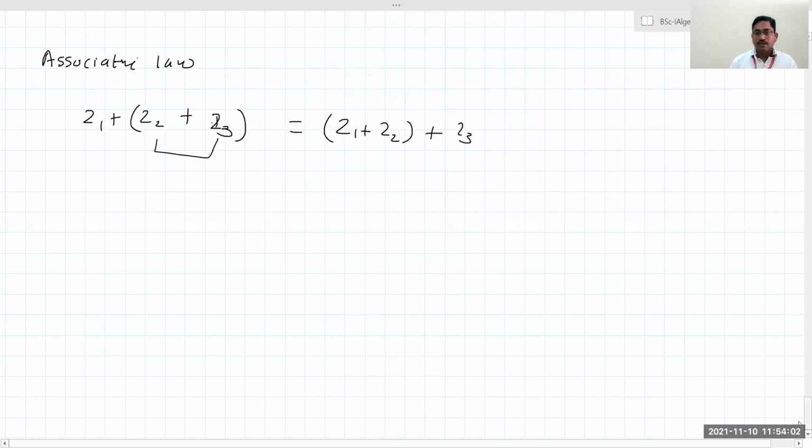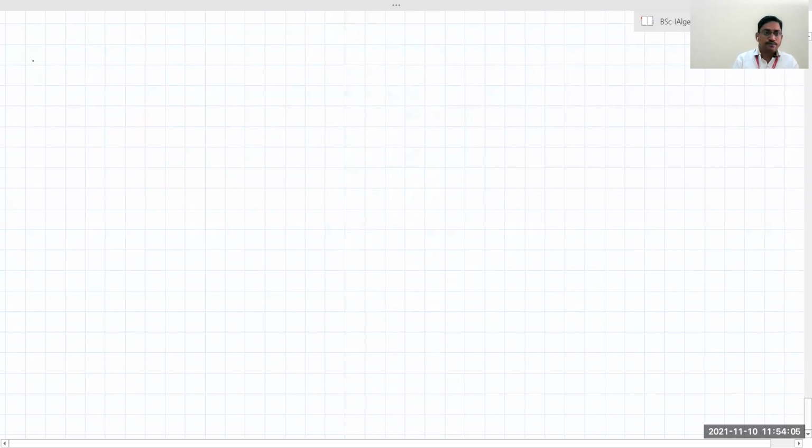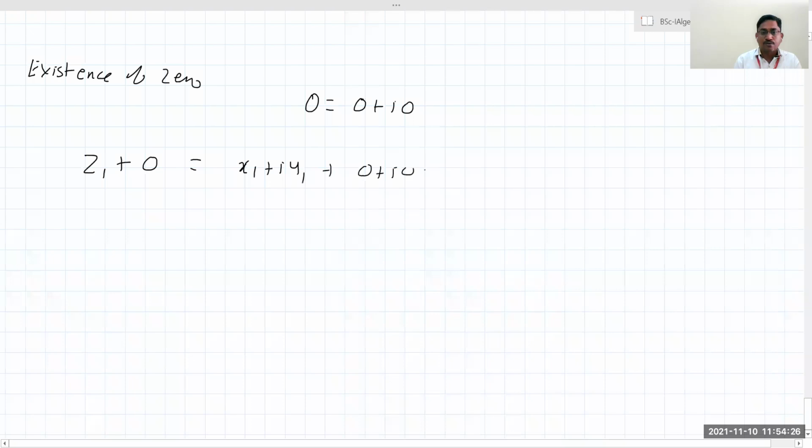Next law is the existence of zero. The zero complex number will be denoted by 0. It can be written as 0 plus i0. So how is it zero? Z1 plus 0 is x1 plus iy1 plus 0 plus i0. The addition gives x1 plus 0 is x1 and iy1 plus 0 is iy1. So it is just like this. This element is called the additive identity, that is the existence of the zero element in that set. So 0 is also a complex number, and it exists in the set of complex numbers.